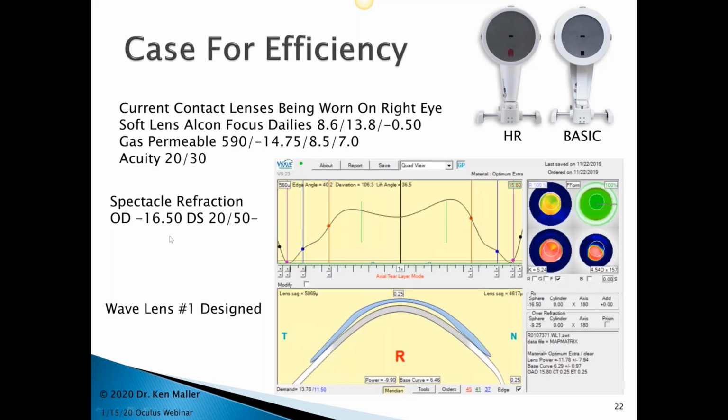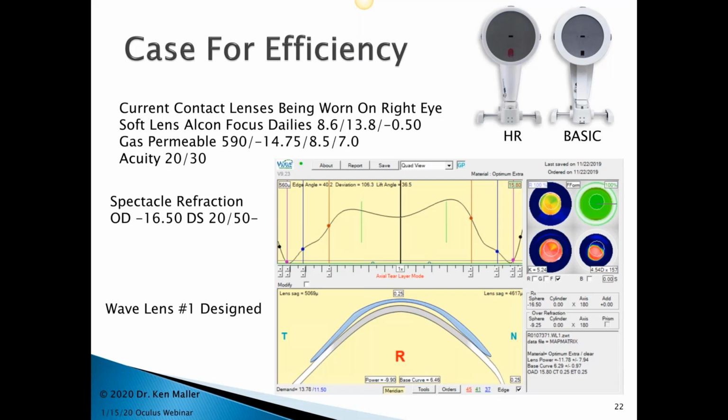Now, on this particular fellow, he came in wearing a piggyback system. He had an Alcon Focus Daily on, which was a -50 power, and he had a small corneal GP lens on there. It was an 8.5 diameter. Power was 1475, and a base curve of 590, and he was getting 20/30 acuity out of that. I wasn't really all that thrilled with that particular fit. He really didn't have a complaint. He was comfortable. He was getting a decent amount of wear throughout the day, but I really was concerned about all that scarring that I was seeing there.